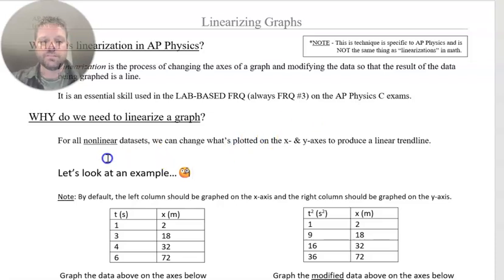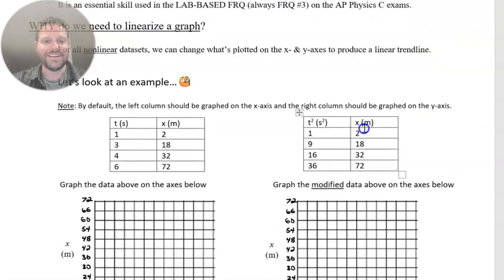So why do we need to do this? Obviously, if we have a data set that's a nonlinear relationship and is not going to give us a straight line when graphed, then we want to plot something different with that data to create a linear trend line where we can get slope, because the key is getting slope. Let's look at an example, and it should make more sense.